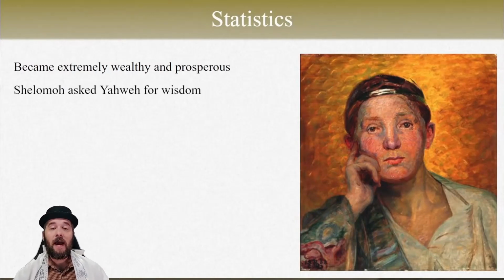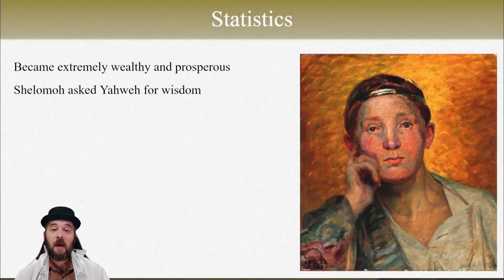And Shlomo asked Yahweh for wisdom. Now, Yahweh appears to Shlomo twice during his life. We'll read those here a little bit later on. But the first time that Yahweh appears to Shlomo, Yahweh asked him, "What shall I give you? What shall you ask for?" Pretty much offering Shlomo a blank check for whatever he wanted.